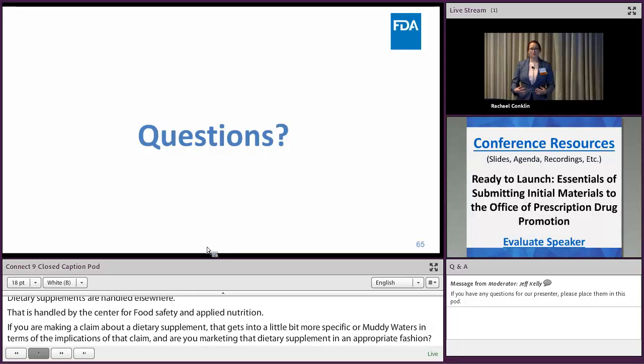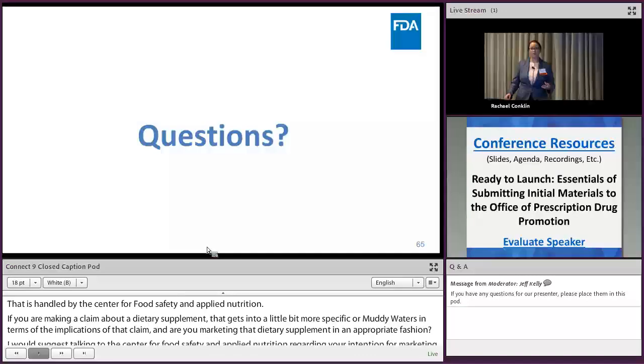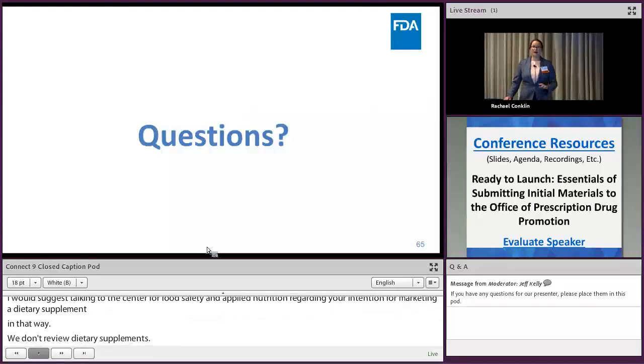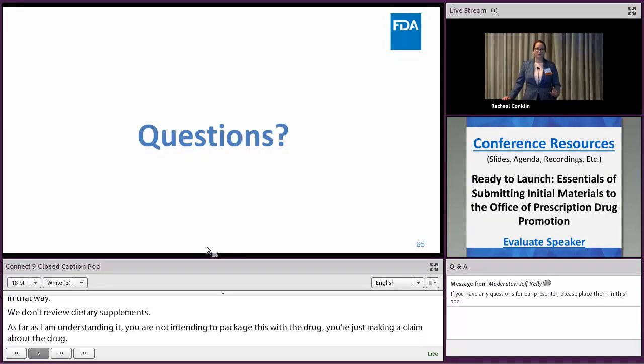And as far as I'm understanding it, you're not intending to package this with the drug. You're just making a claim about the drug. I don't want to make comments about that specific situation because I think there are some implications there. So I would start by contacting the Center for Food Safety and Applied Nutrition. I'm not sure exactly who handles their dietary supplement department, but that's where you would probably want to start.